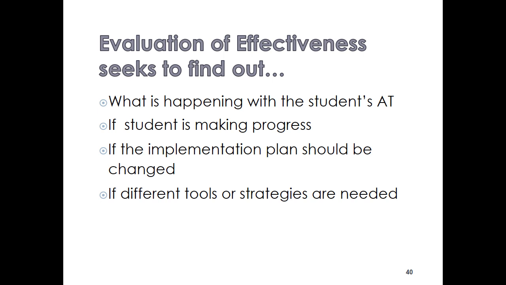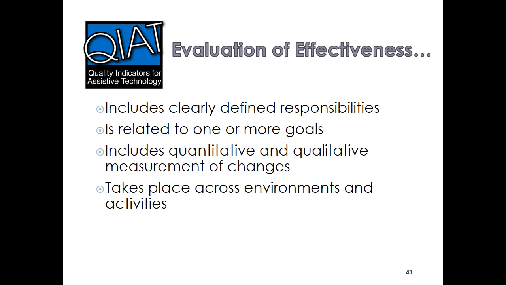Now, here's the whole evaluation of effectiveness. So looking at programmatic piece as well as individual effectiveness of how we can provide evaluation. So looking at the quality indicators in assistive technology, and here are the indicators around evaluation of effectiveness. One includes clearly defined responsibilities. So clearly define your responsibilities in the implementation plan for all individuals around the IEP.